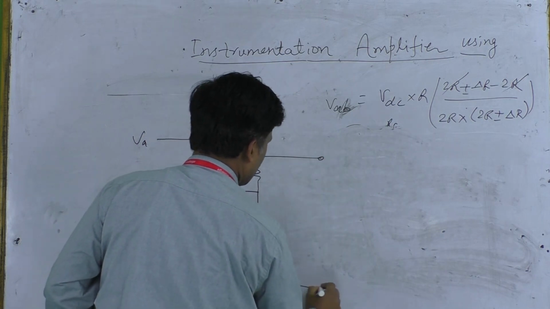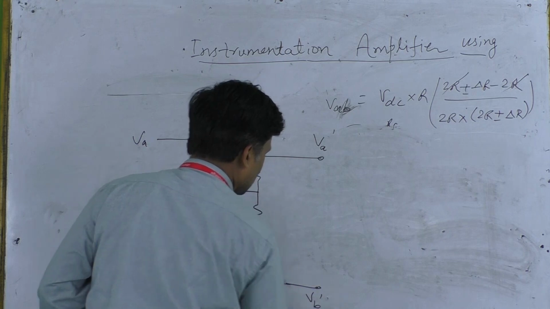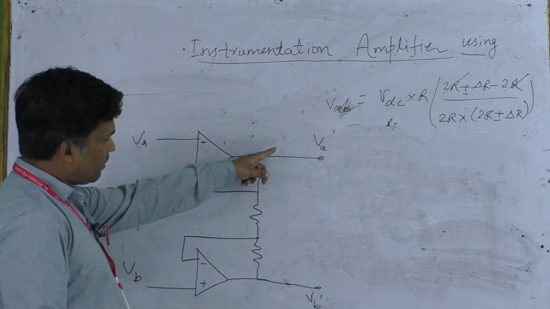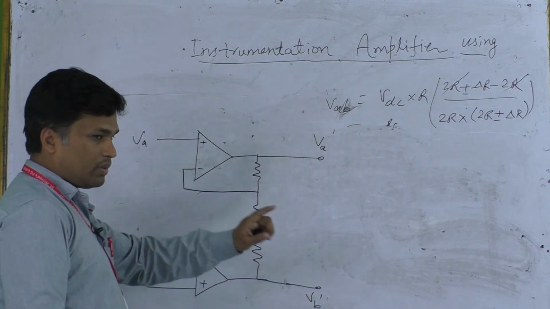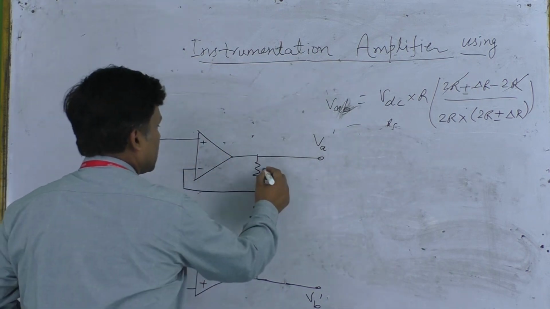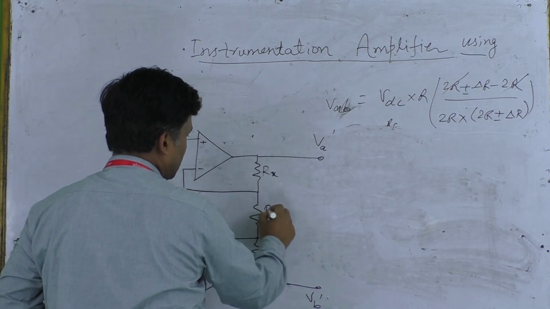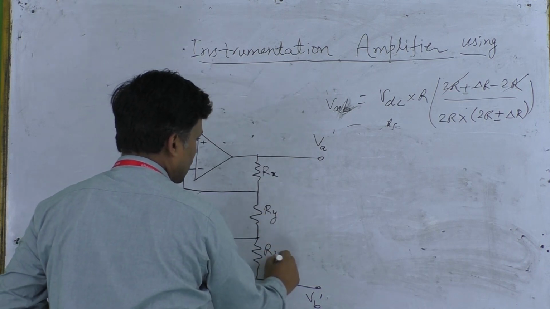See, we are assuming it as VA dash or VB dash. Now the value of VA dash minus VB dash will be different than the earlier one. How? Say this one resistance is RX, RY and RZ.